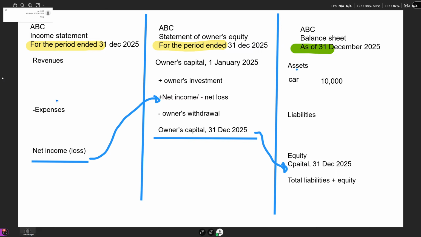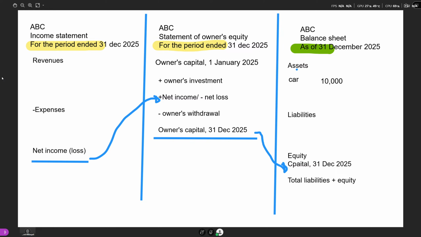Okay, so revenues and expenses are related to one period. Same for the owner's investment, net income, and the owner withdrawals. These are related to only one accounting period. For example, it is 1 year here as for the example that I have given you. But for the assets, liabilities, and the capital, these items might be related to more than one accounting period.